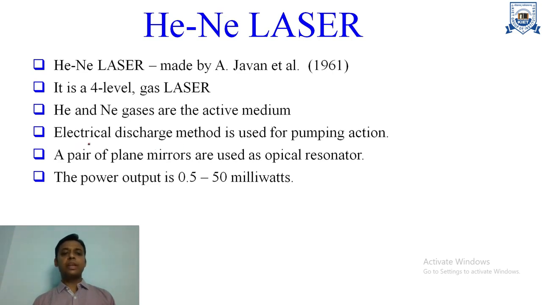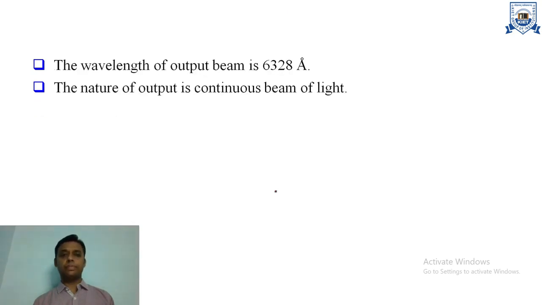Here we use the electrical discharge method for the pumping action, and a pair of plane mirrors is used as the optical resonator. In the helium neon laser, the power output is 0.5 to 50 milliwatts. The wavelength of the output beam is 6328 angstrom, and the nature of the output is a continuous beam of light.